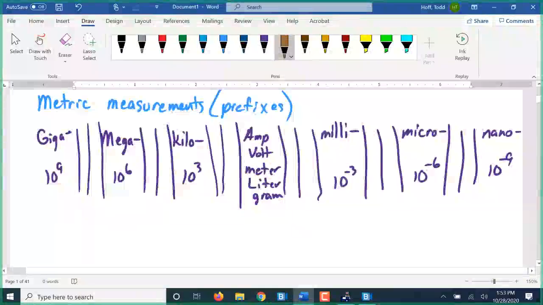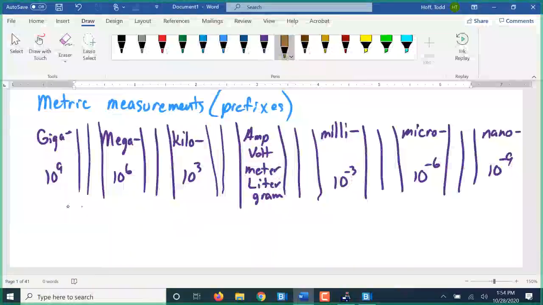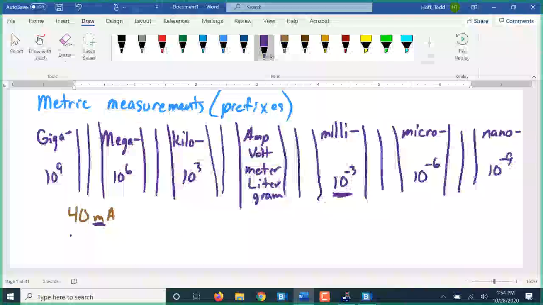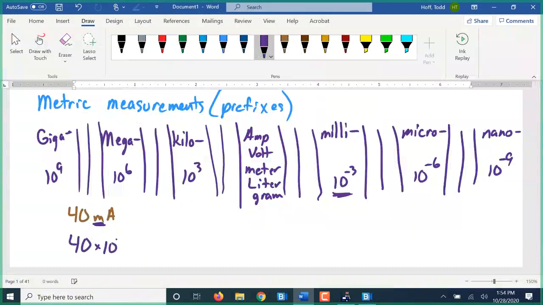Well, why do we care? Well, let's say you're looking at an electrical concept, you might have something that's running 40 milliamps. Well, what does that really mean? Milli is 10 to the negative 3. So that's really 40 times 10 to the negative 3 amps. Or you might have 2.4 mega ohms. Well, mega is 10 to the 6th. That's 2.4 times 10 to the 6th ohms.